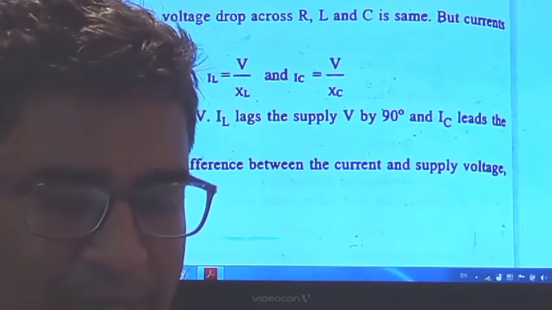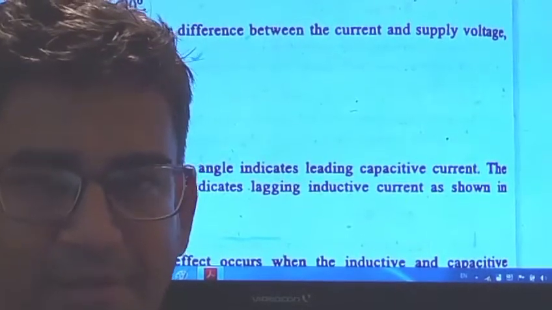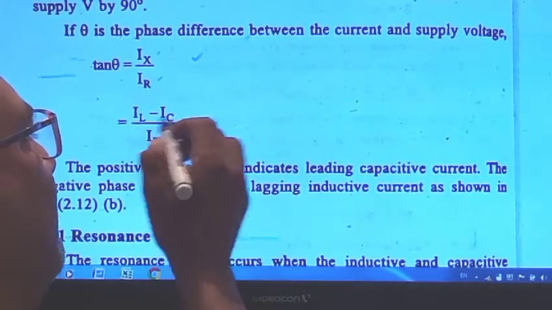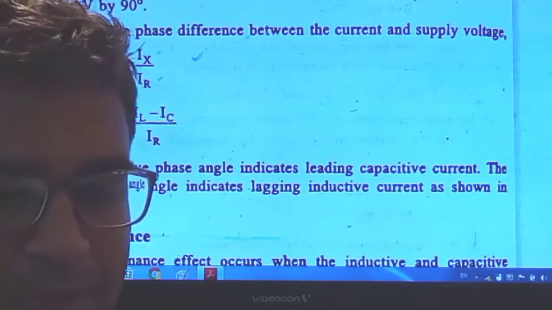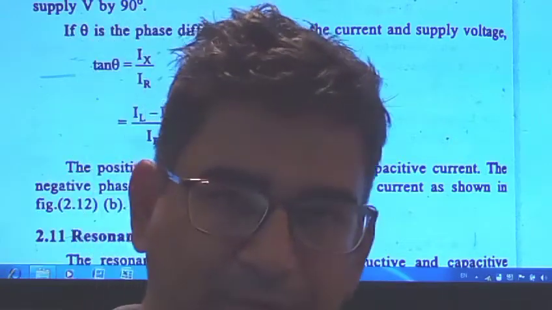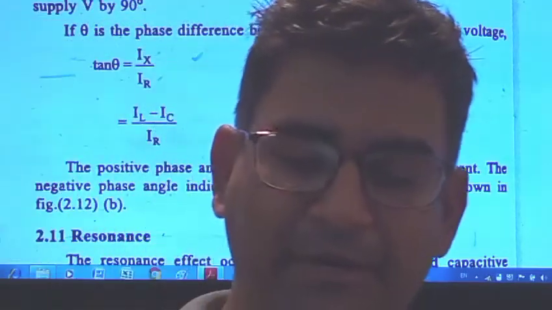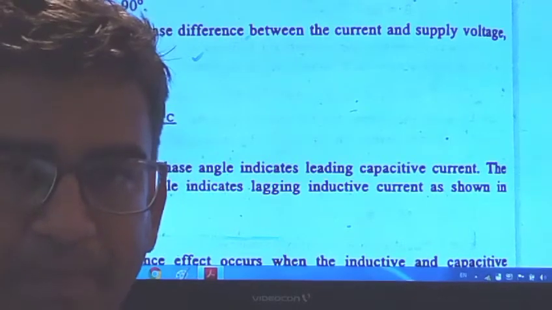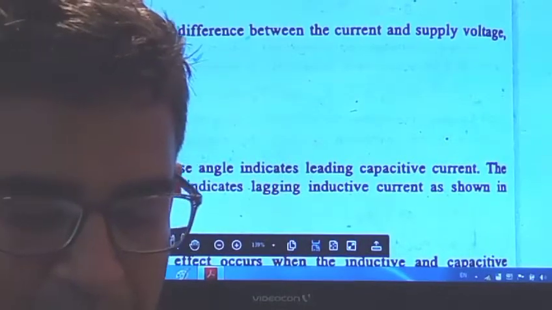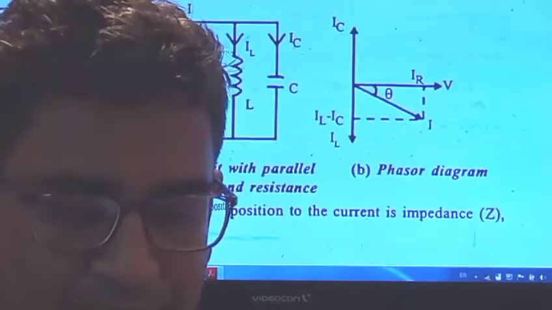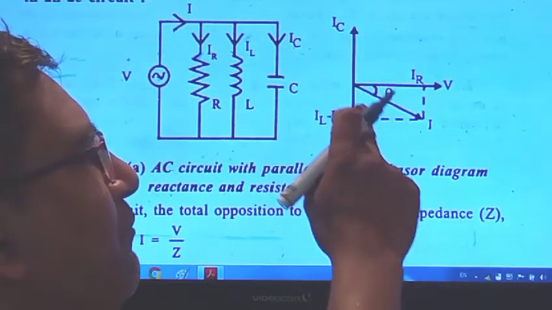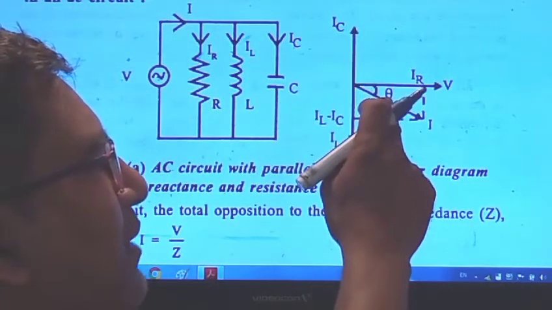Theta is the phase difference between the current and the supply voltage. Tan theta is IX upon IR, that is, IL minus IC divided by IR. The positive phase angle indicates the leading capacitive current, and the negative phase angle indicates the lagging inductive current, as shown in the above figure. This figure shows the different lagging and leading currents, with one leading and one lagging for IL and IC.